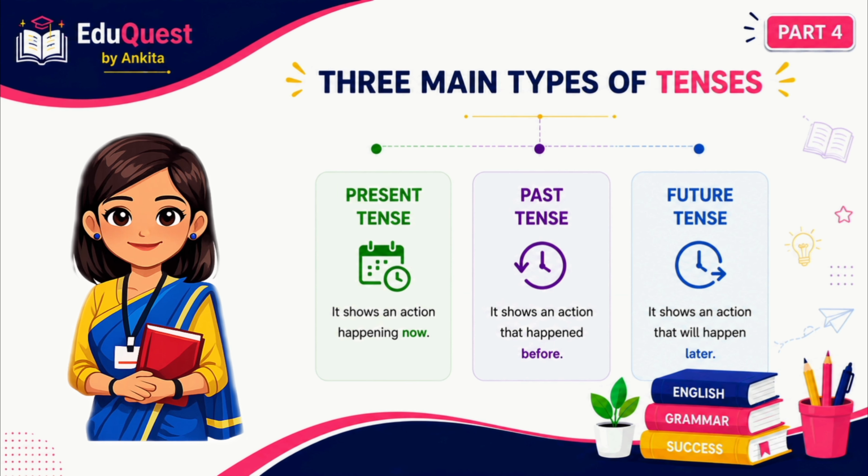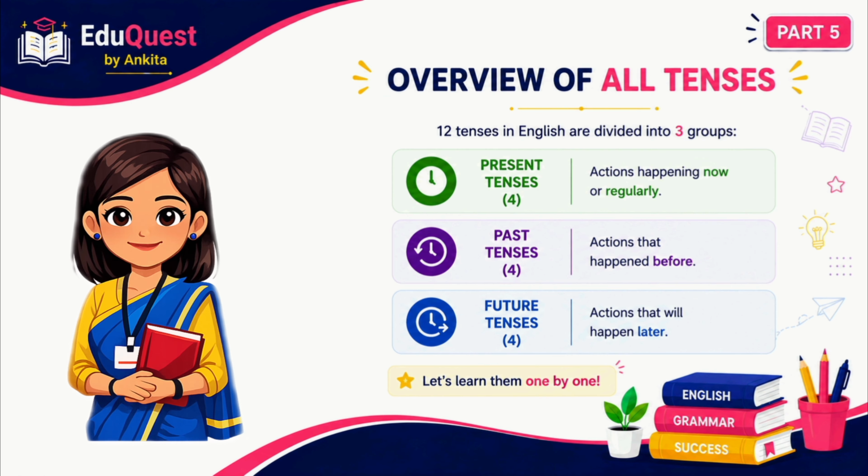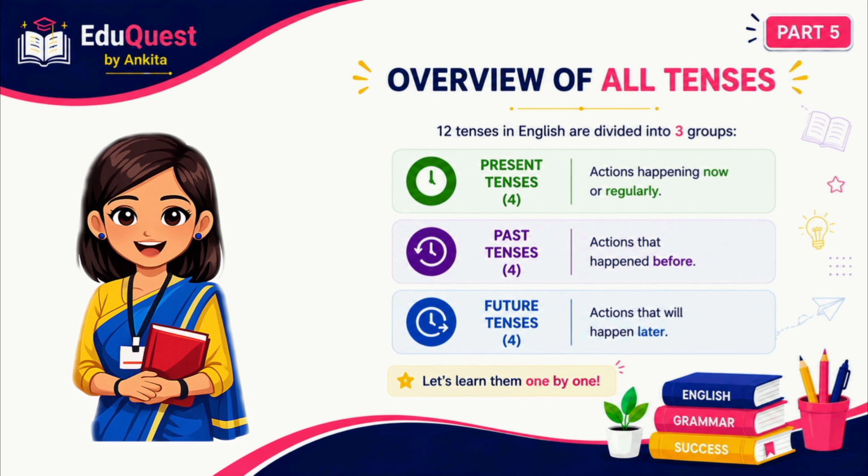English has three main types of tenses: present tense, action happening now; past tense, action already happened; future tense, action that will happen later. बस इन तीन ग्रुप्स को याद रखिए. बट हेयर्स एन इंटरेस्टिंग फैक्ट. इंग्लिश में सिर्फ 3 नहीं, टोटल 12 टेंसेज होते हैं. 4 प्रेजेंट, 4 पास्ट एंड 4 फ्यूचर टेंसेज.